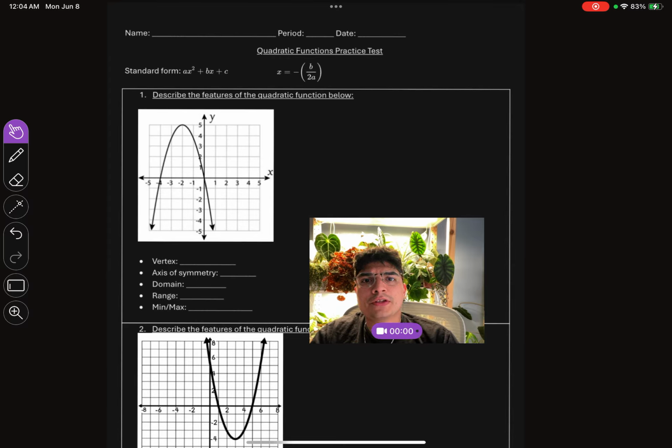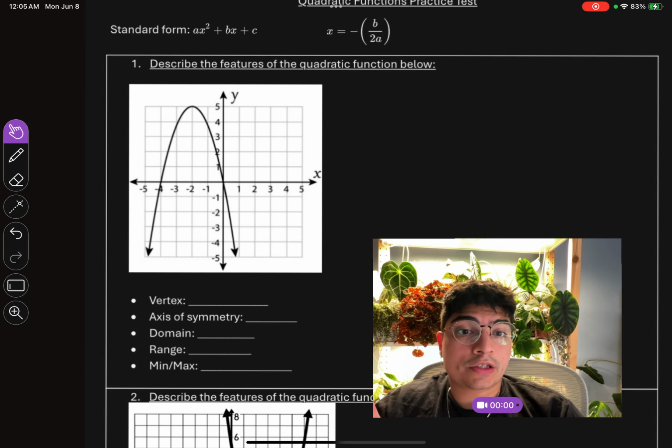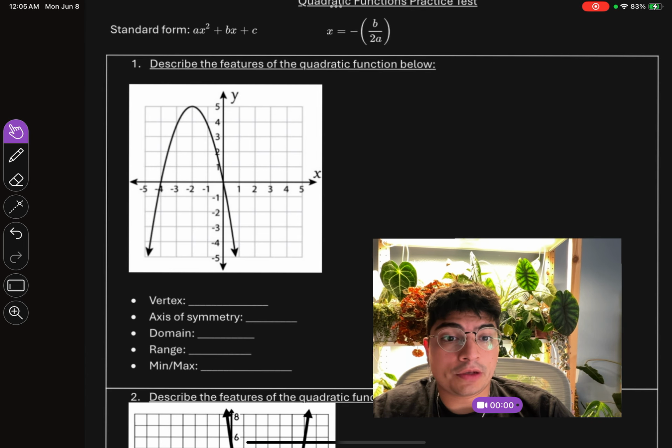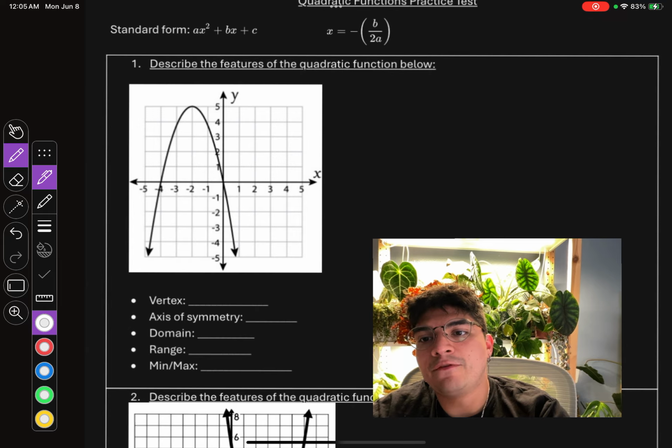So starting off, the things that you'll get: the formula to find the vertex, which is negative b divided by 2a. And then just a reminder that standard form is ax squared plus bx plus c. The first two questions are going to end up being just you reading stuff off of a parabola that's already pre-graphed.